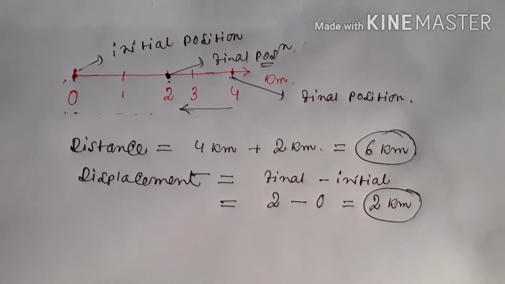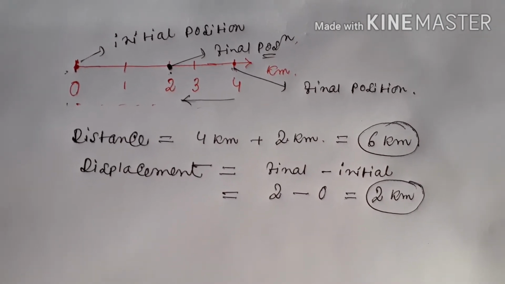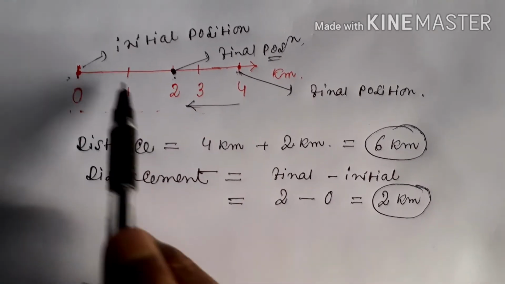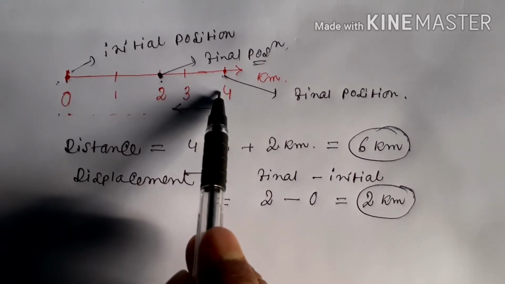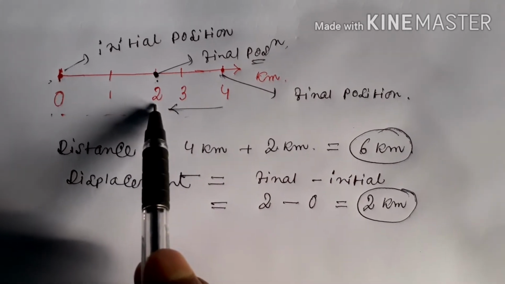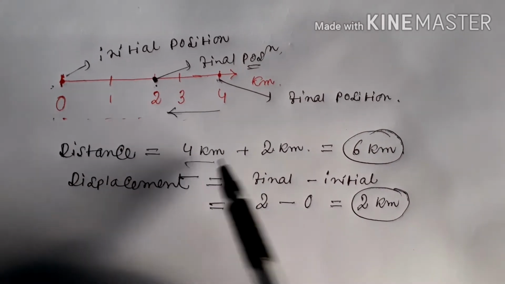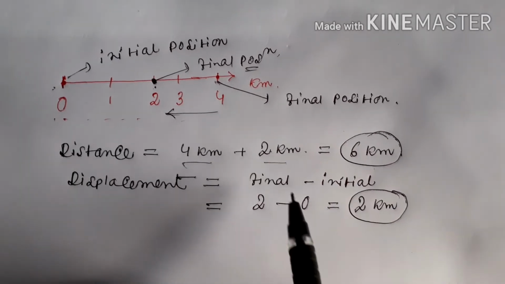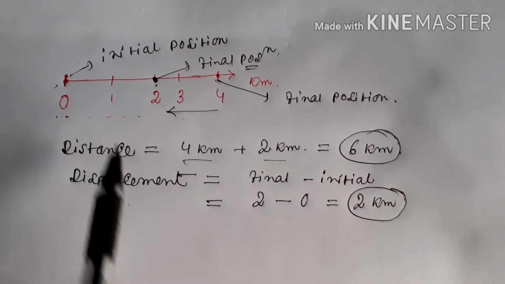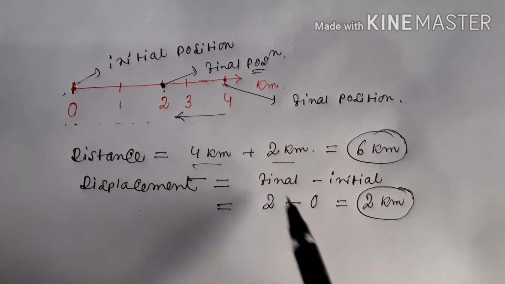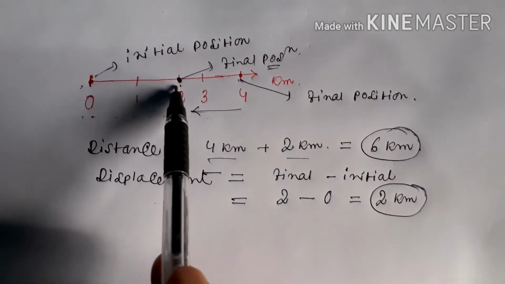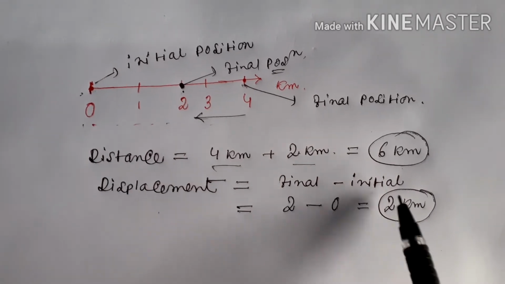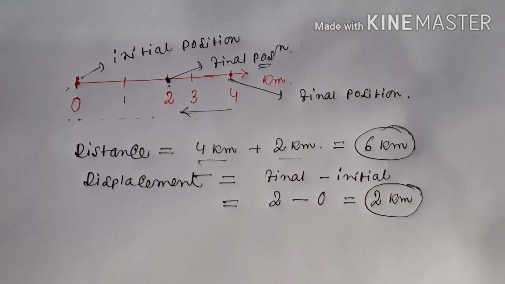While you calculate the distance covered by the body, we have to add all the journey, all the path covered. First 0 to 4 kilometer, then 4 to 2 kilometer. So 4 plus 2 kilometer is equal to 6 kilometer total distance covered. And displacement means the shortest path, or the final minus initial position. Final position is here and initial position is here, so final minus initial is equal to 2 kilometer.